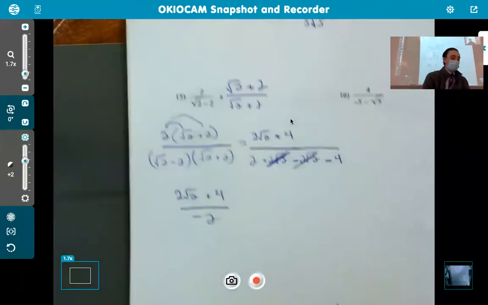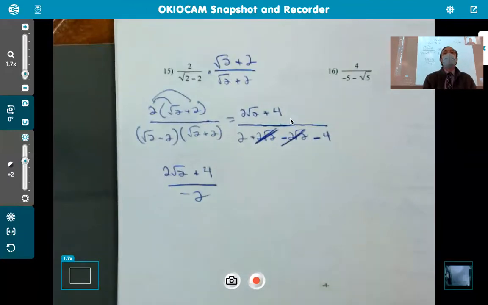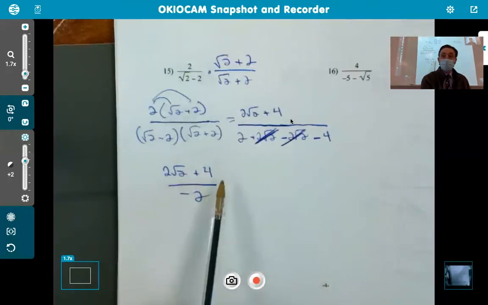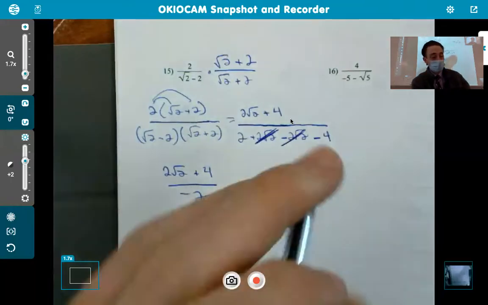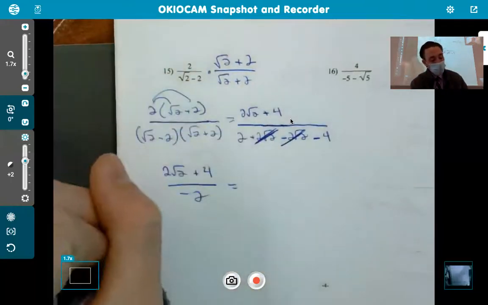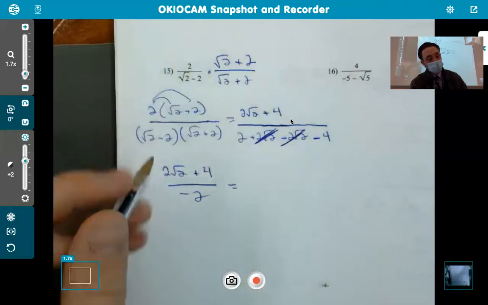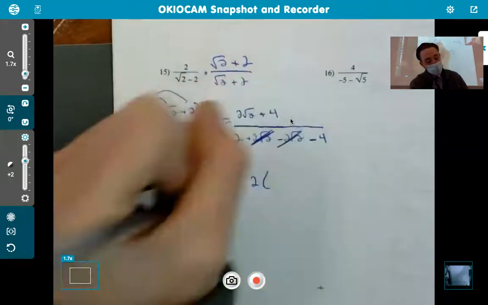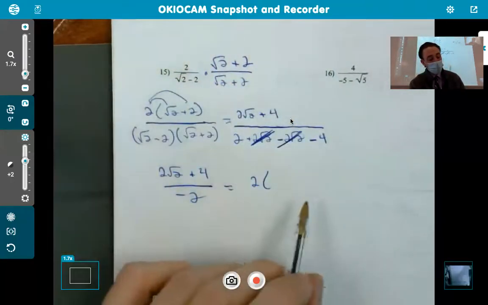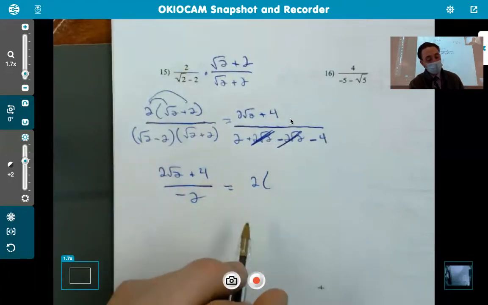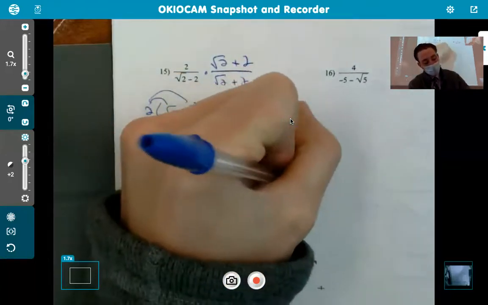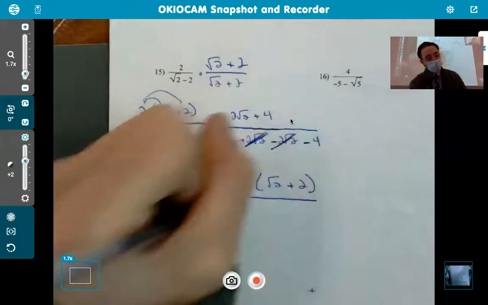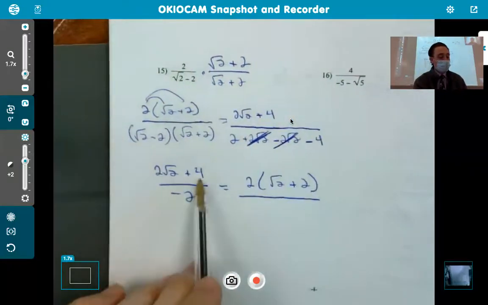Now, a lot of people just left their answer as this. Technically not incorrect, but we can simplify this a little bit further. All right. What do you notice that I can take out of my numerator in each of those terms? Just positive 2, right? And that leaves me with what inside my parentheses here? Root 2 plus 2.